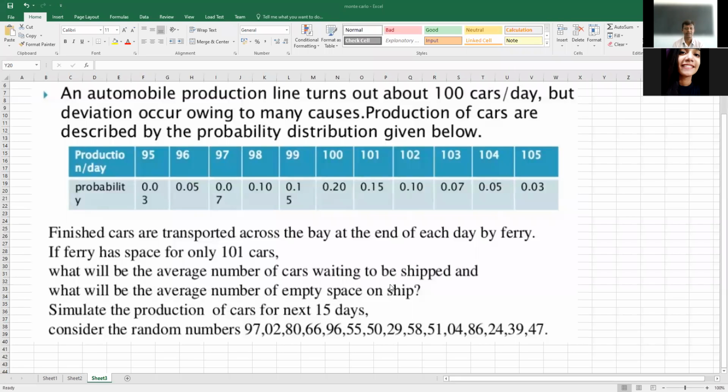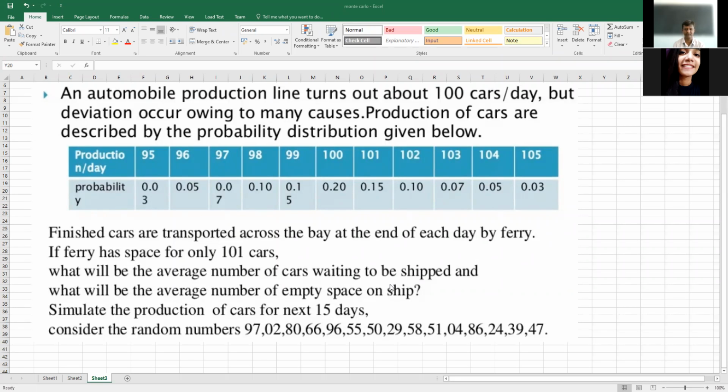Finished cars are transported across the bay at the end of each day by ferry. Here, ferry is a company which transports all the finished cars to the market. If the ferry has space only for 101 cars, what will be the average number of cars waiting to be shipped? And what will be the average number of empty spaces on the ship?